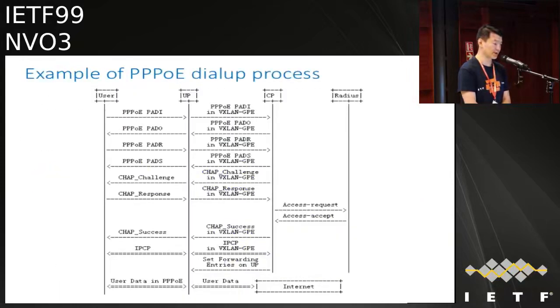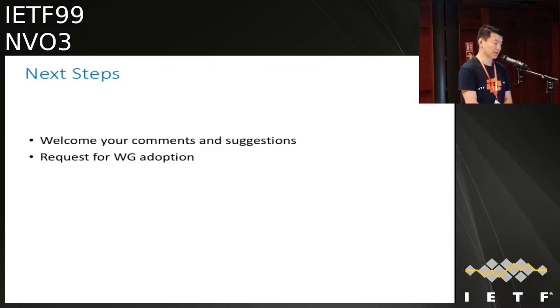Here is an example of the PPPoE DAP process. I hope it's helpful for understanding the CU separated vBNG and how the new architecture works. I will skip the details, and anyone interested can read the details in my draft. For the next step, we welcome your comments and suggestions, and we request working group adoption. Thank you. Any questions? Okay. All right. Thank you.